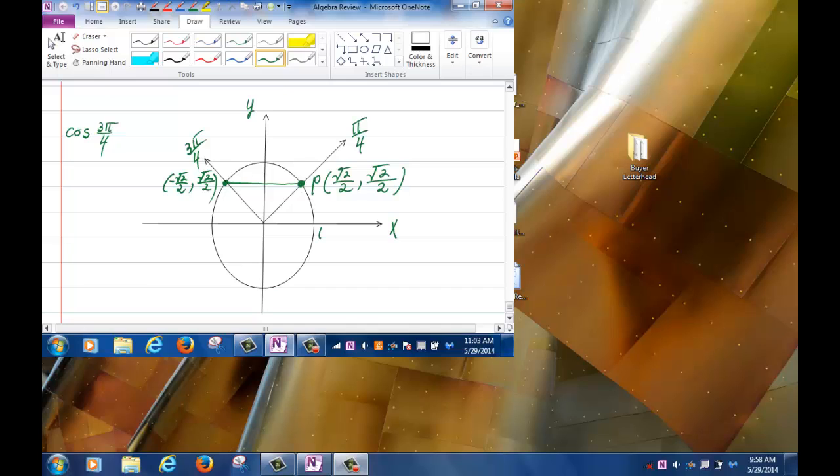Because what I said is that from the point P, I am going directly across horizontally, across the y-axis. I hit this point, and the angle that I have here is 3 pi over 4. This angle, because this is 45, 45, 45, 45. You have a circle, you make 45, 45, 45.